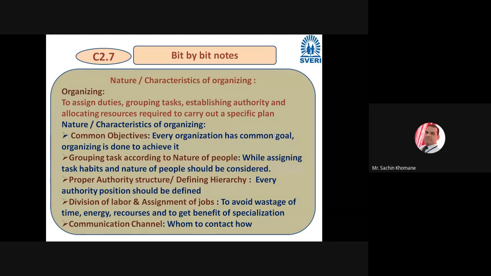The next characteristic or nature of organizing is grouping the task according to the nature of people. Now, as we know, organizing includes the grouping of tasks. Now, how to group? Can you assign the work to anybody randomly? Definitely not. While assigning the task, the habits and nature of the people should be considered. You should not give the task randomly to any of the people. If you need a design person, you should not give it to someone who is an expert in production.